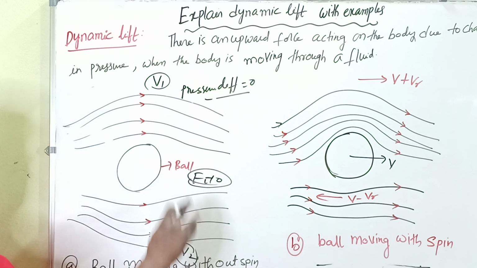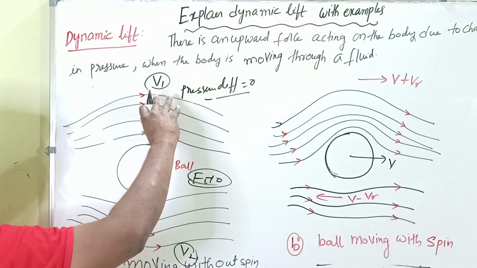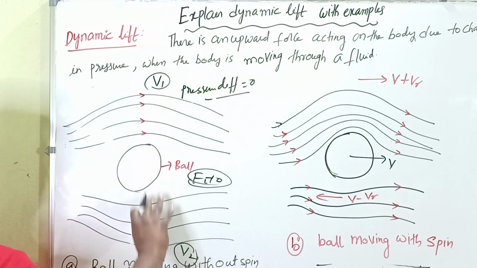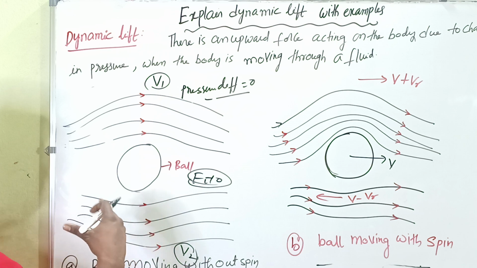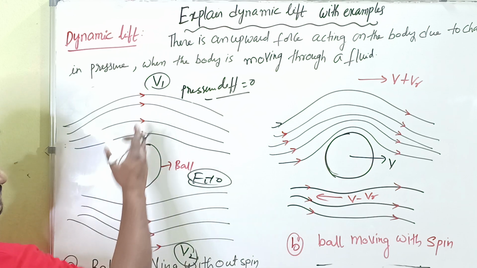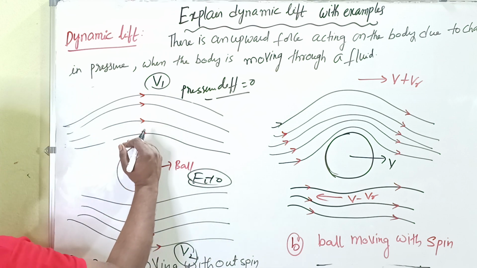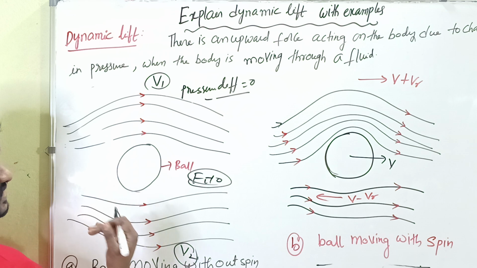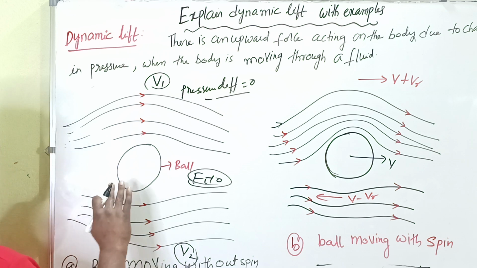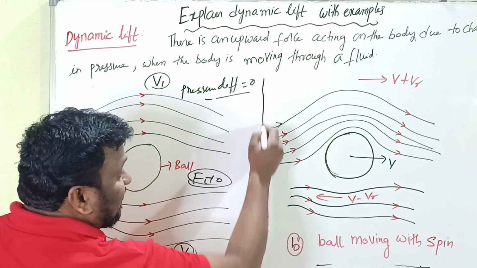Simply you have to write, in case of a non-spinning ball, the number of groups of streamlines above the ball and below the ball are both the same and they have the same velocities, and there is no change in pressure difference either. It means that the pressure above the ball and below the ball are both similar. Then the ball will go without any spin. Clear, children?